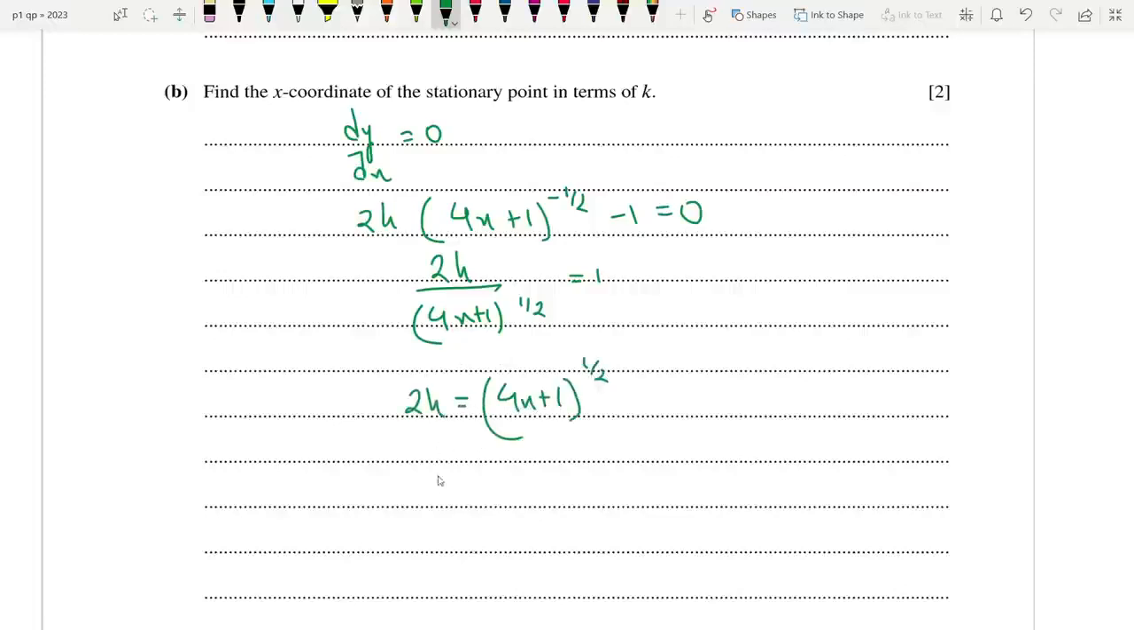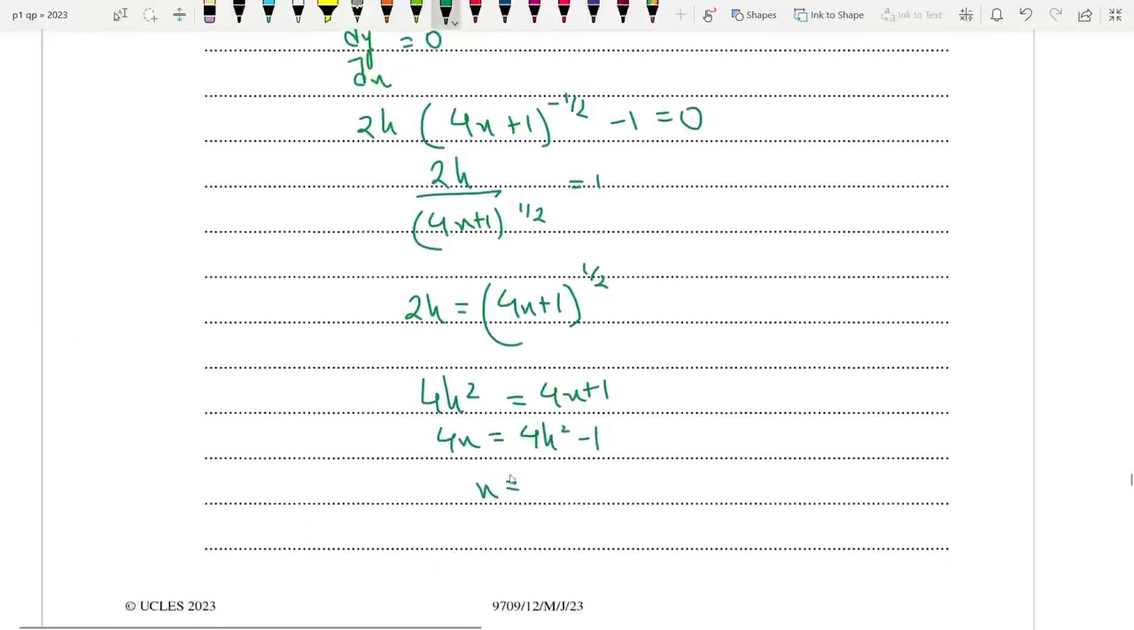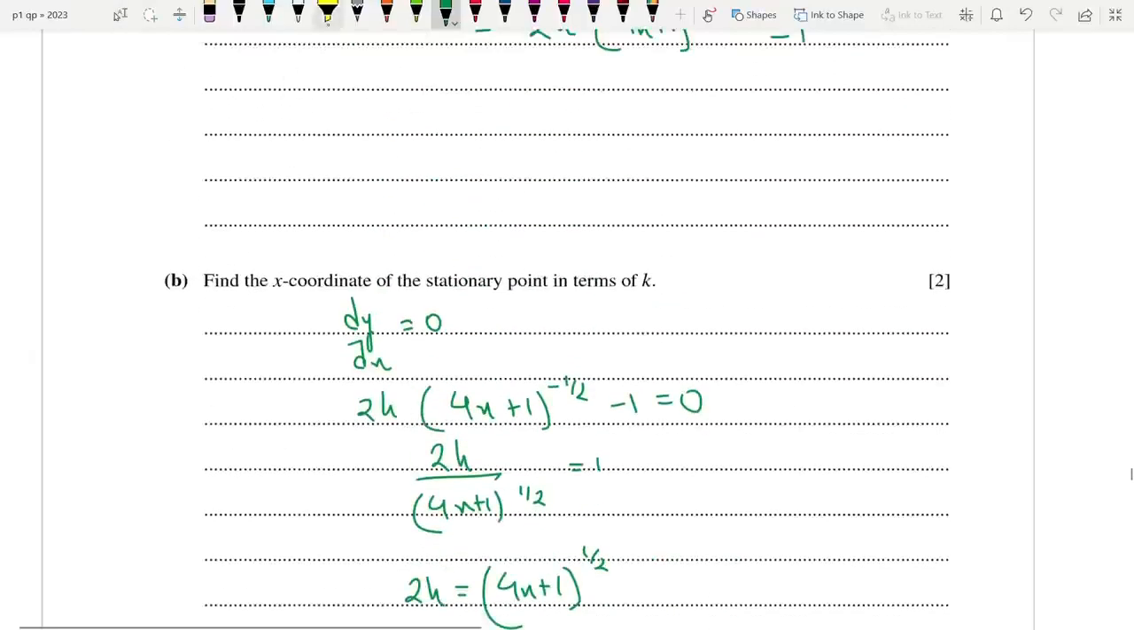So we can square both sides. So 4k square equals 4x plus 1, in terms of k, right? So 4x equals 4k square minus 1, x equals (4k square minus 1) by 4. Okay, they just wanted the x coordinate.